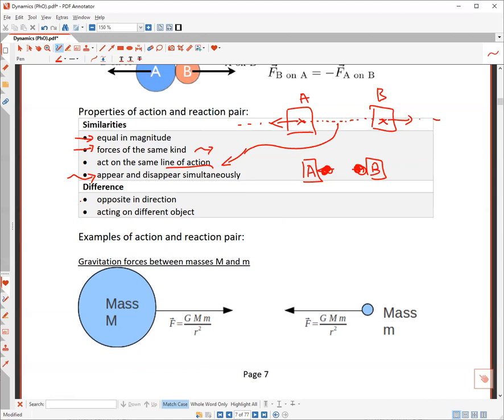Right. So the differences are that they are opposite in direction. They are not in the same direction, and they are acting on different objects. That means one is on A by B, and the other one is on B by A. Okay, so these are the similarities and differences.